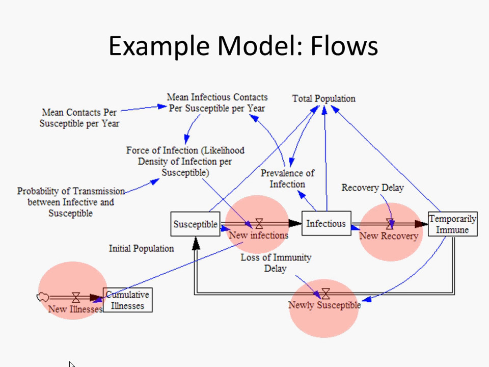Staying the same. Think about your bathtub. You've got 20 liters per minute coming in, 20 liters per minute going out. It's going to be staying the same. It's in equilibrium. And if it's going out faster than it's coming in, you have it declining, right? Okay.